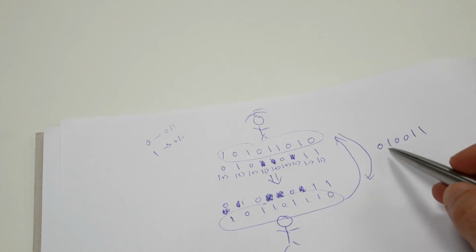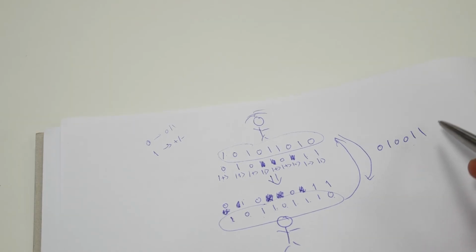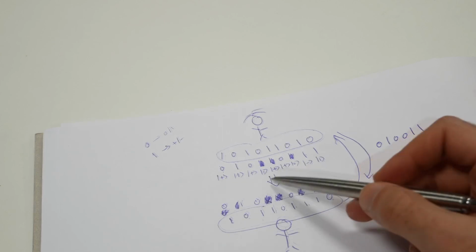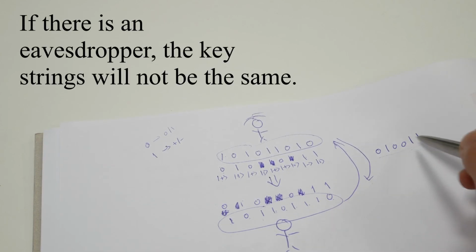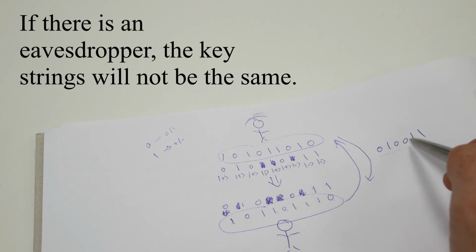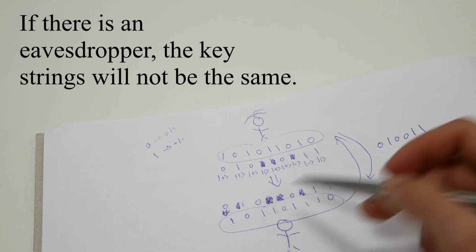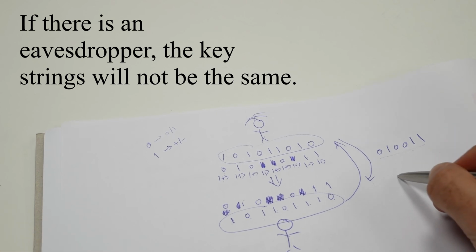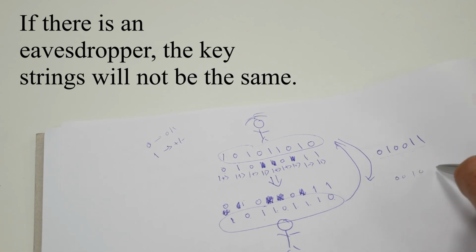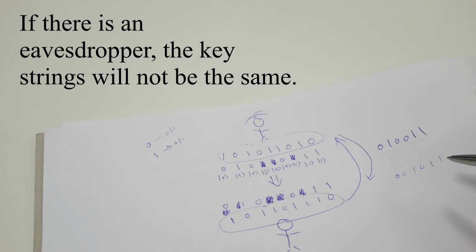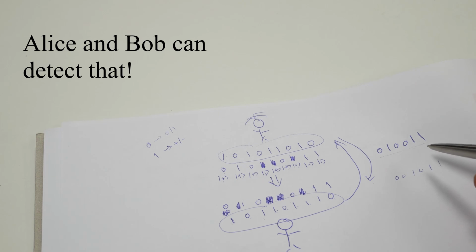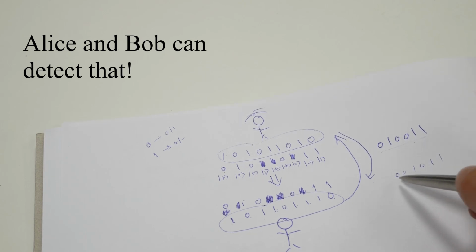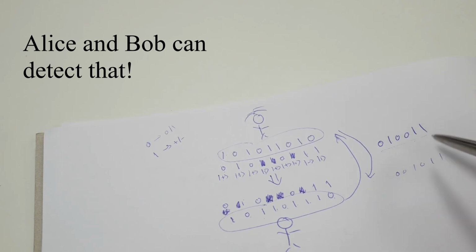The reason this protocol is secure is that if an eavesdropper had listened in on this quantum communication, when Alice sent her qubits, these were going to be different. So Alice would have had 0 1 0 0 1 1, but Bob would have had some other jumbled string of bits. So 0 0 1 0 1 1, which is not the right string. So for Alice and Bob to know whether there was an eavesdropper or not, they're going to select a few of these bits at random, and they're going to check whether the bits match or not.